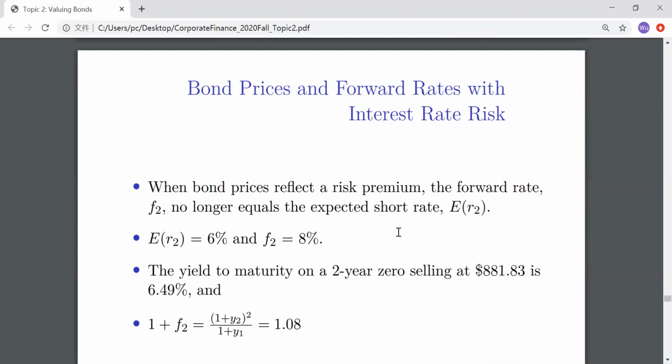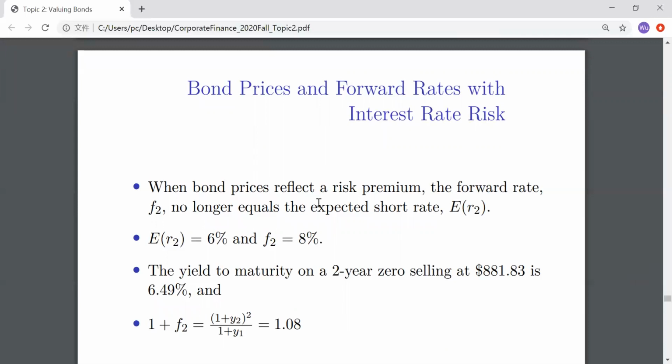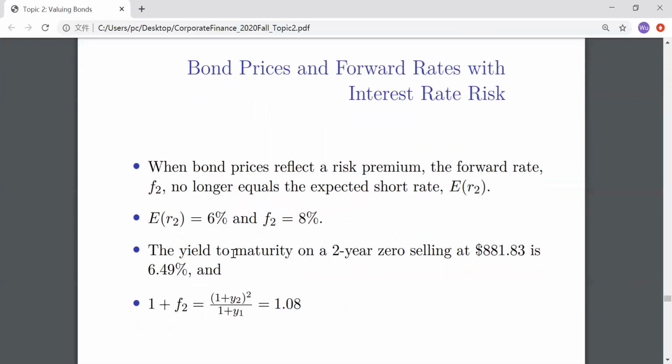Let's look at one example. When bond prices reflect the risk premium like we just talked about, this F2 will no longer equal the expected short rate. In general, the forward rate does not equal the expected short rate because there are all kinds of risks going around. Suppose the expected short rate is 6% and the forward rate is 8%. In that case, the yield to maturity is 6.49%, and this forward rate is going to be 8%. Therefore, we can solve for this yield to maturity from this equation.